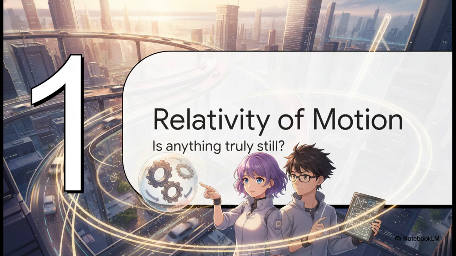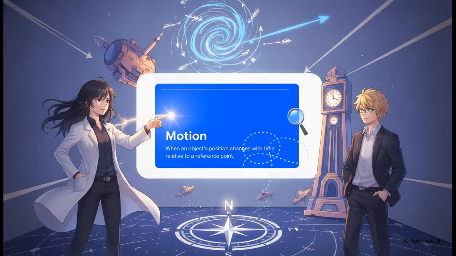Section 1, the relativity of motion. Okay, so an object is formally in motion when its position changes with time relative to a reference point, or an origin. The absolutely crucial thing here is that motion doesn't just happen in a vacuum. You literally cannot describe it without picking a fixed point to compare it to. Without that reference point, the whole concept kind of falls apart.